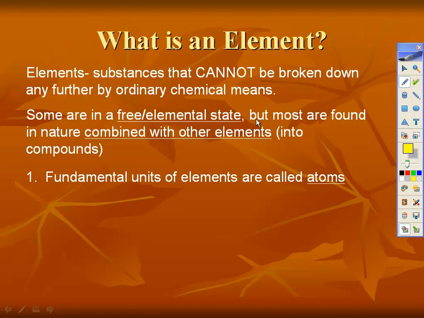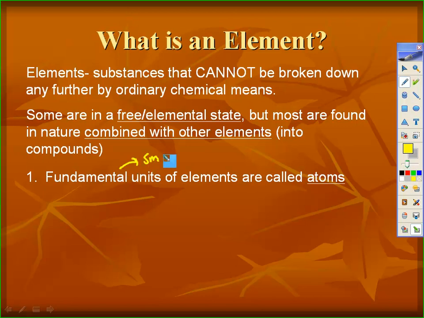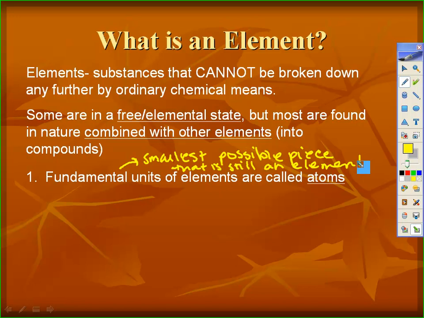Some elements come in what's called a free or an elemental state, but most we don't find like that. Most are found in nature combined with other elements into compounds, which is another type of classification. So the fundamental units of elements, or the smallest possible piece you can get that is still an element, those are atoms, and that should sound very familiar.